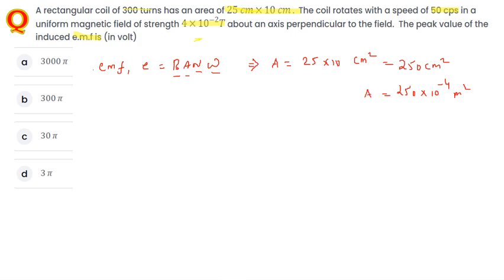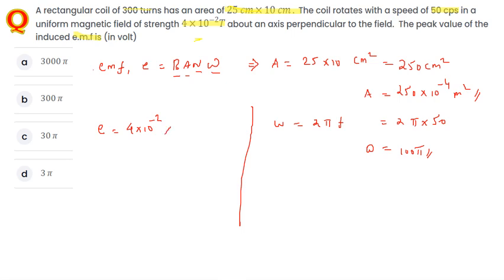Now this is the area. Next, the omega value is 2π into f. With the frequency given as 50 cycles per second, we get 100π. So we found the area and we found the omega value. The peak value of EMF is equal to B, which is 4 into 10 power minus 2 Tesla, and the area we got, 250 into 10 power minus 4.